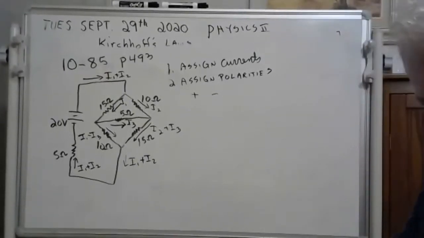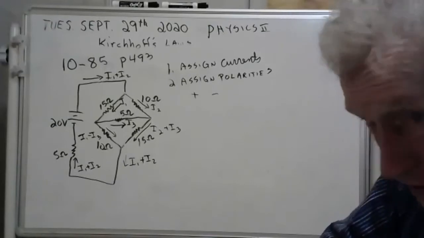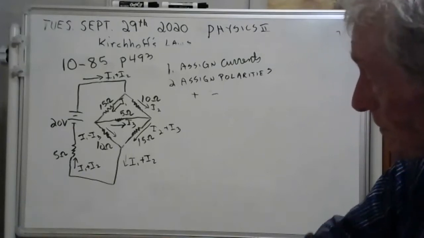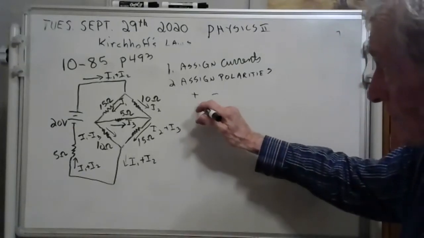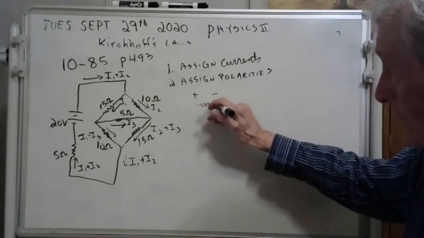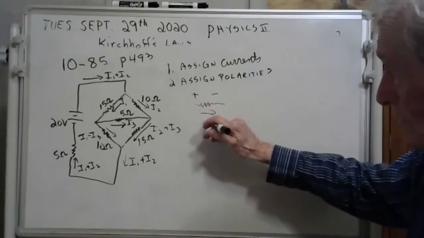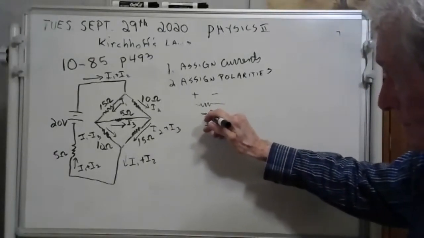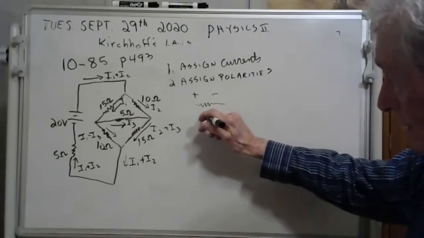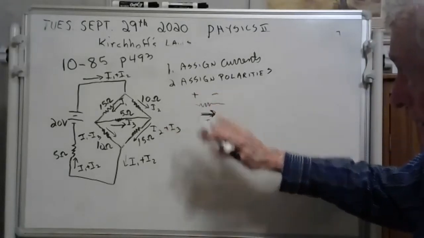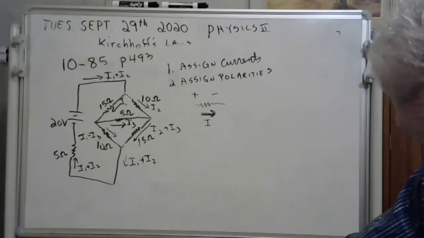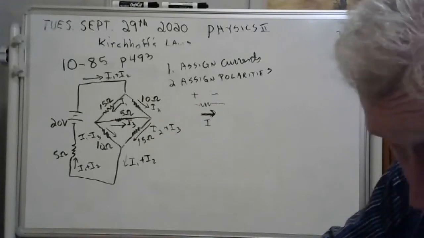Okay, now I'm going to assign polarities. I should have drawn that a little bigger. It's kind of small, but maybe you can see it. And remember, the way it works is if you have a resistor and the current is going to the right like that, then it's positive here on the left and negative on the right. That's the way the volts are. Always, without exception, resistors can't do it any other way.